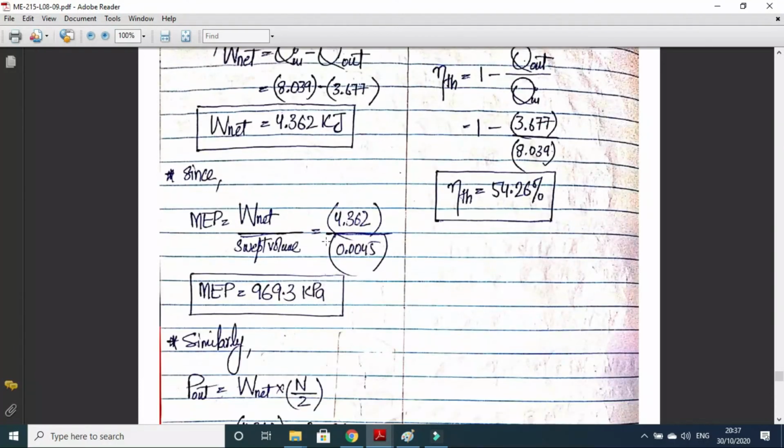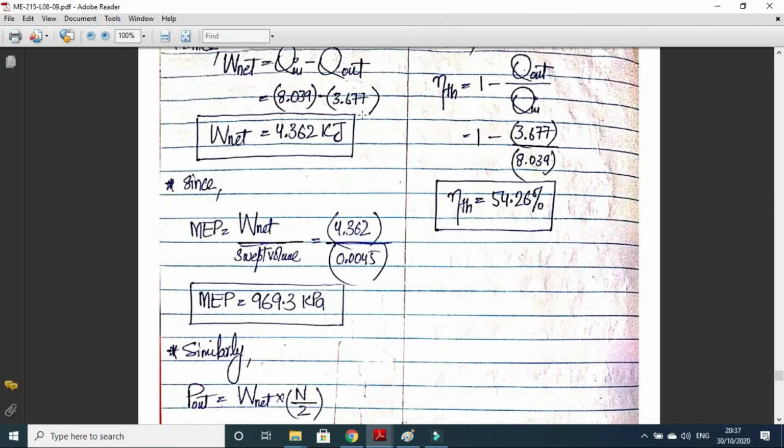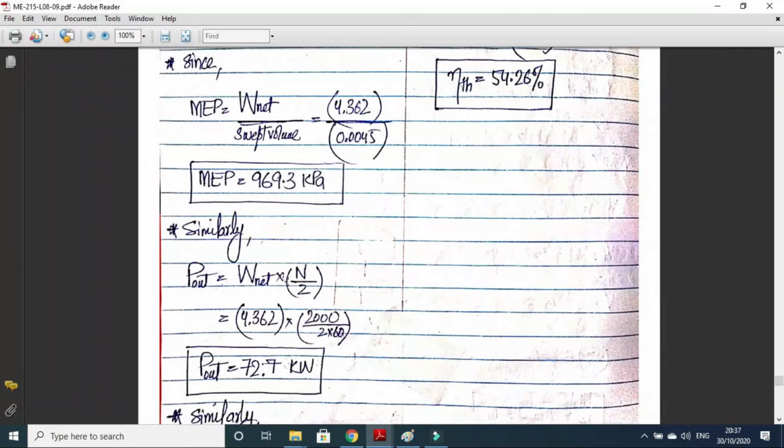Once we know the Q in and Q out, we can calculate W net, Q in minus Q out. Mean effective pressure will be W net divided by swept volume. Swept volume is known, work net is known. Similarly, power we can calculate by multiplying the W net, which has a unit of kilojoule. And if you remember in the Otto cycle numerical, it was in kilojoule per kilogram. That is why we had to multiply with the total mass. Since here it is already in kilojoule, we do not need to multiply with the mass.